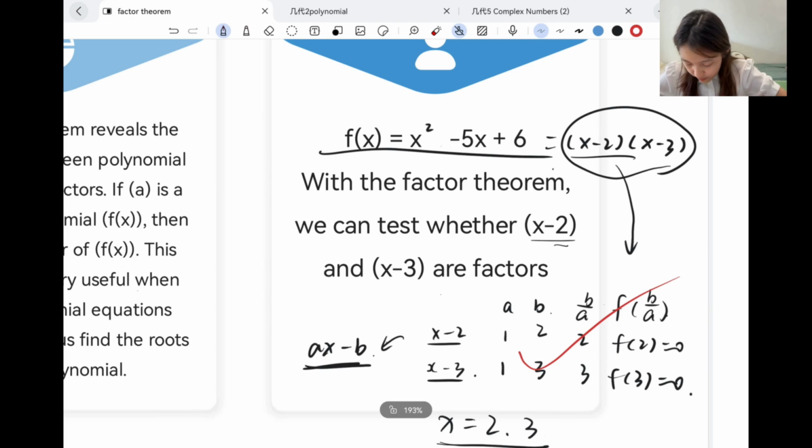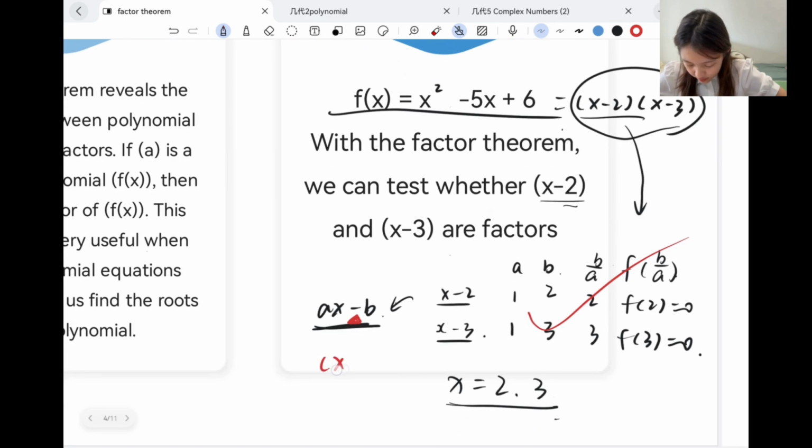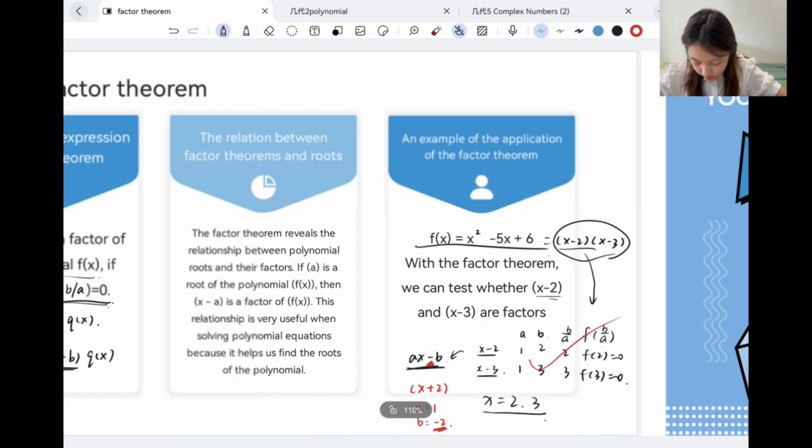Attention! There is an easy mistake to make here. The sign in the definition is minus, not plus. So if x plus 2 is a factor of the polynomial, then b should be minus 2. The minus is really important.